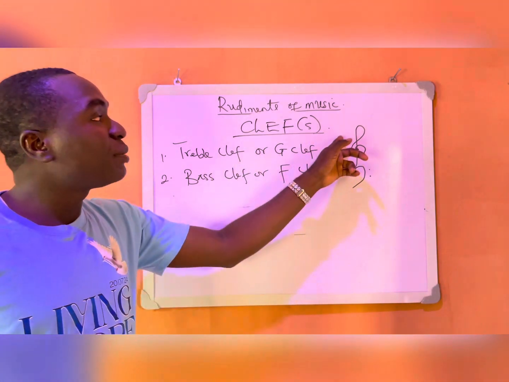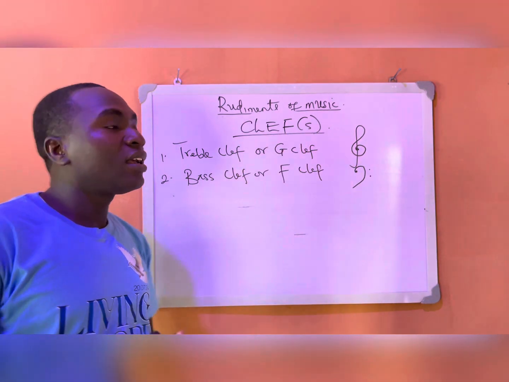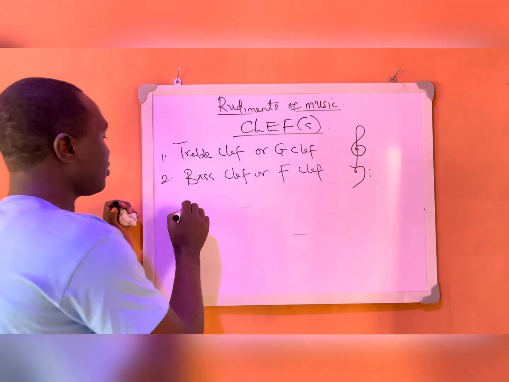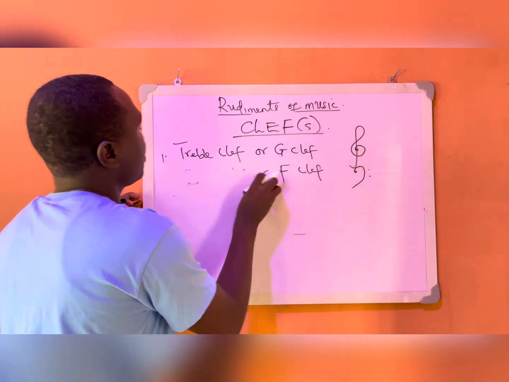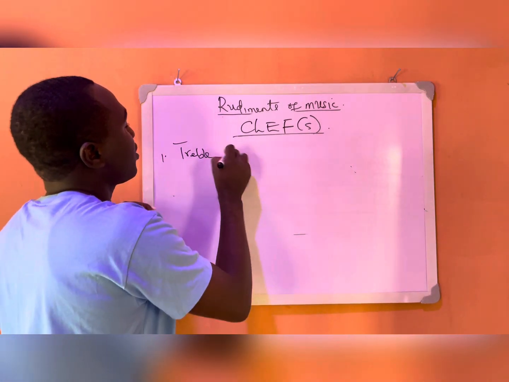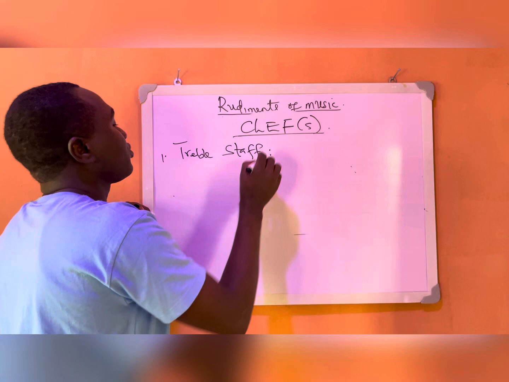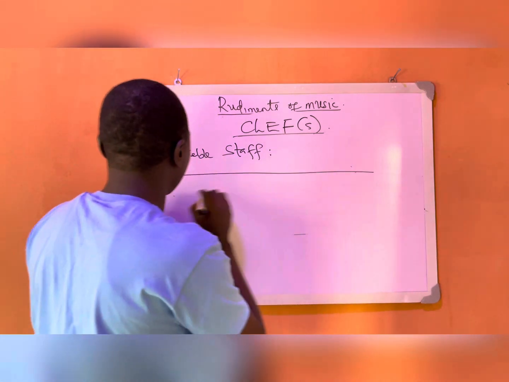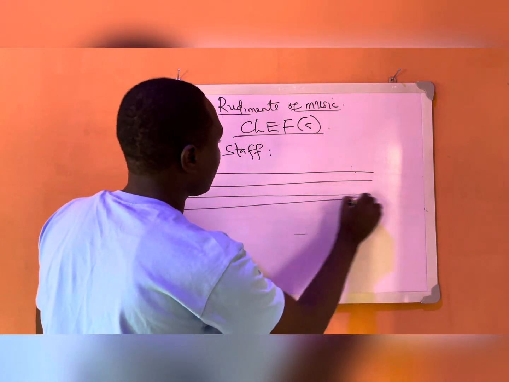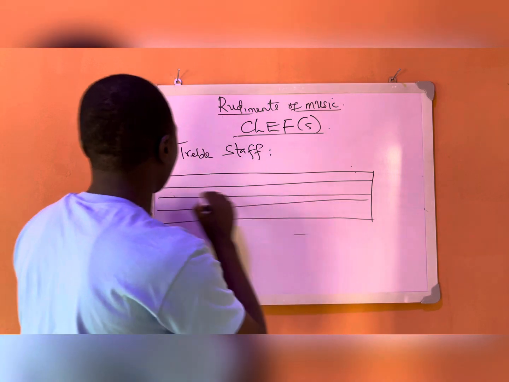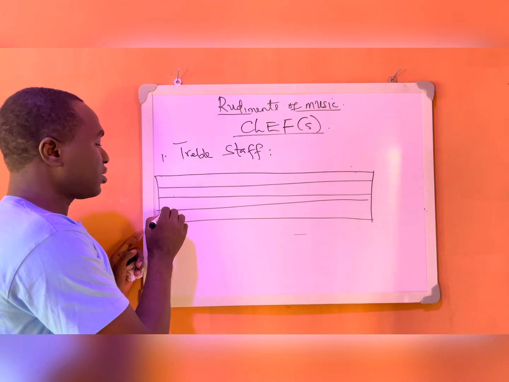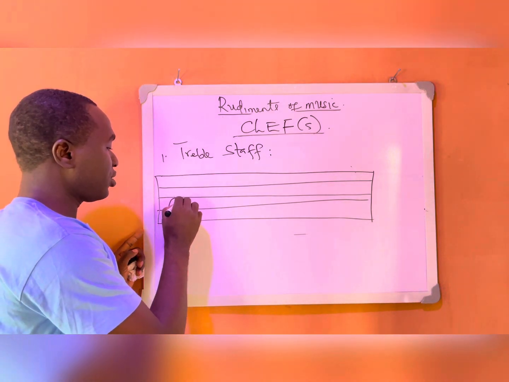So let's apply one of these clefs to our staff. When you put a treble clef on a staff, it becomes a treble staff. Take for instance, let me rub off this one. These are ordinary staves, which have no meaning. But when we now put our treble clef, we start the drawing from the second line here, which is G.